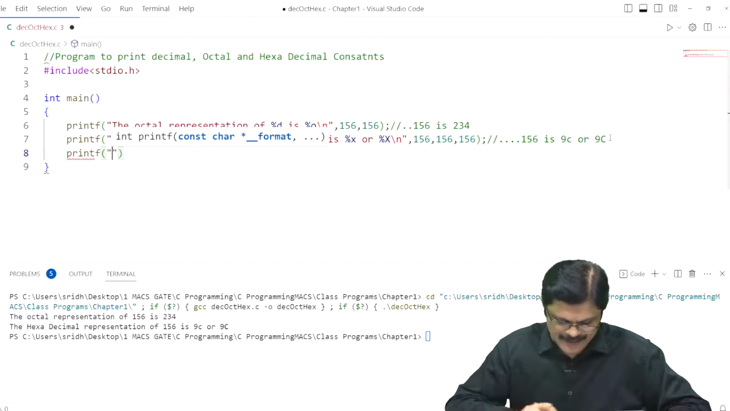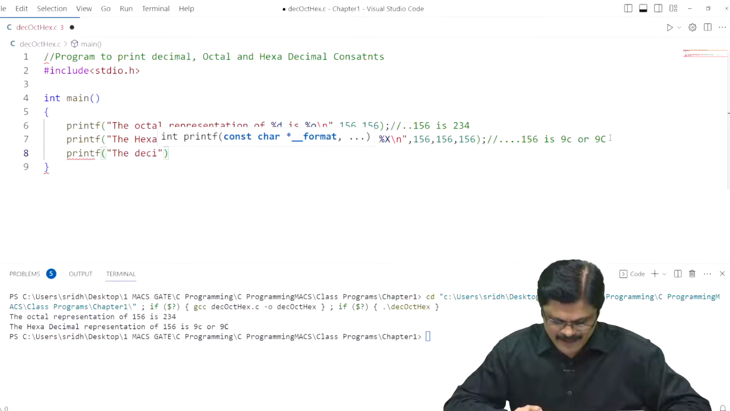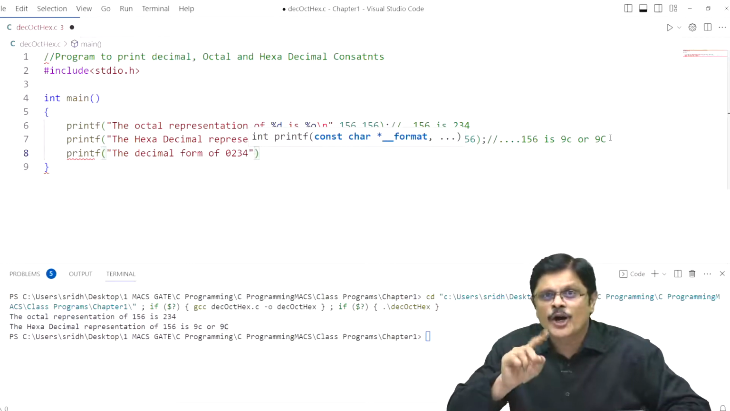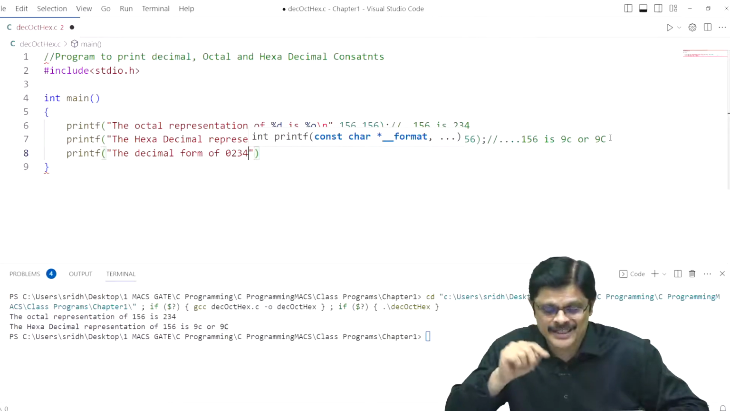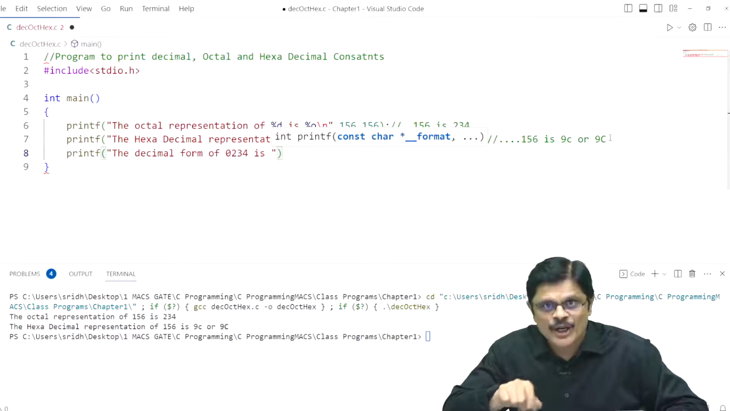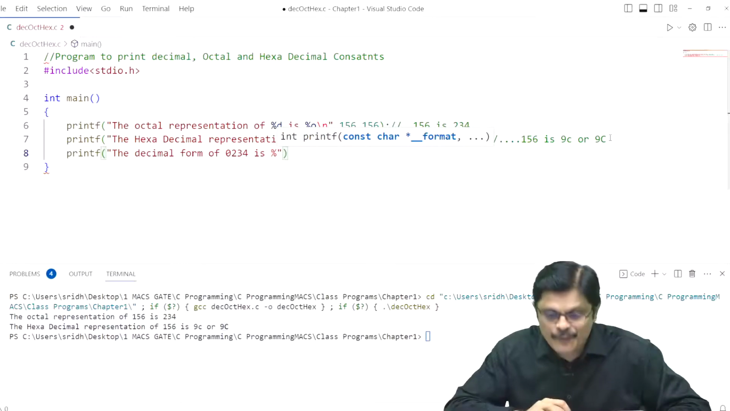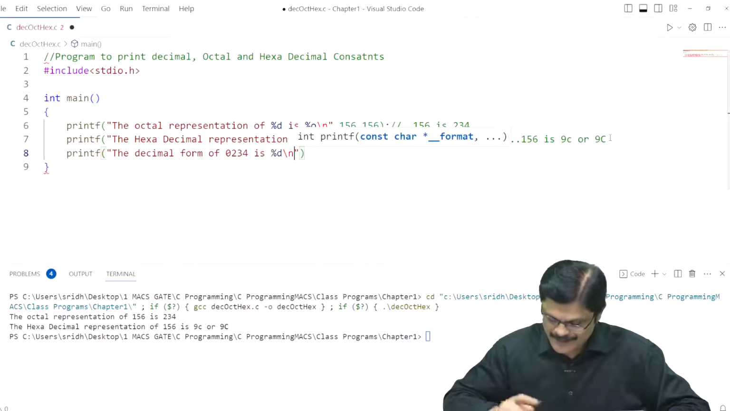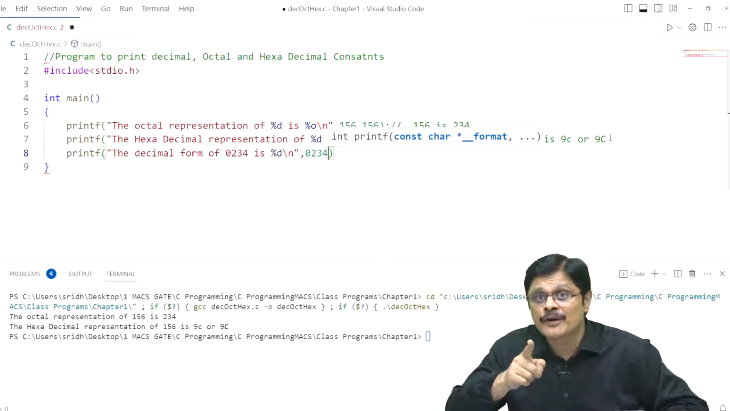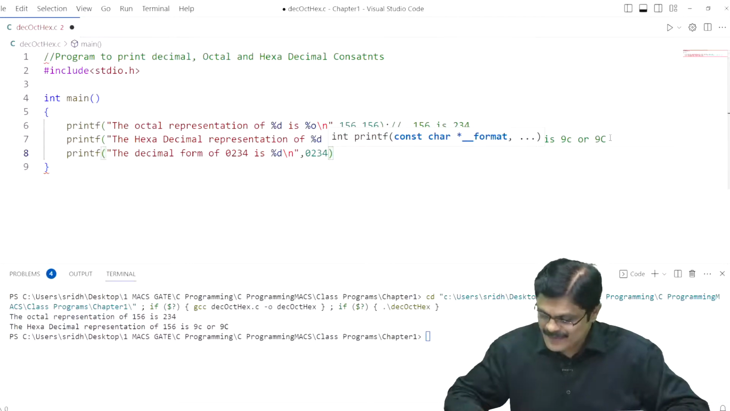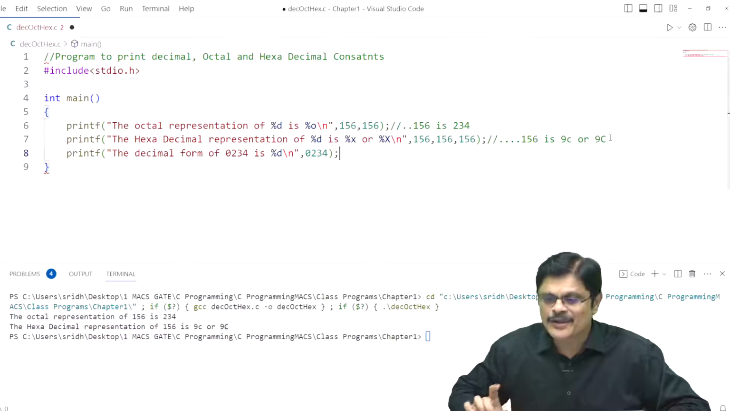The decimal form of... see, actually the argument should be given like 0234. If it is an octal number, we have to keep 0 before, so that we will understand it is an octal constant. So we send that as the argument, and that argument we want to convert into decimal form. So the argument we have to supply is 0234. If you write 234, it will misunderstand. Please be careful and end this line with a semicolon.